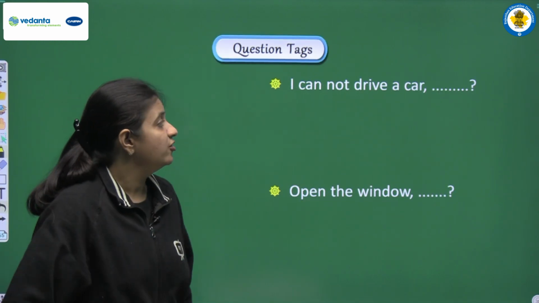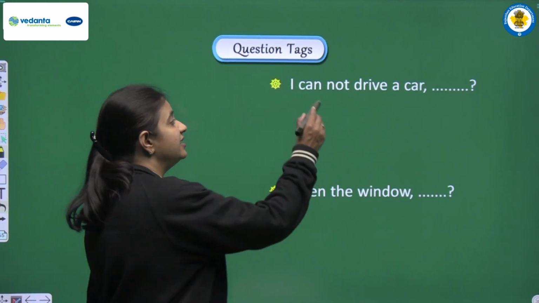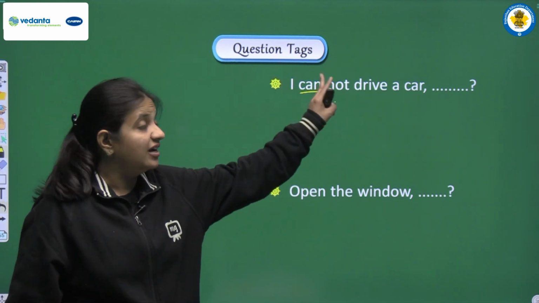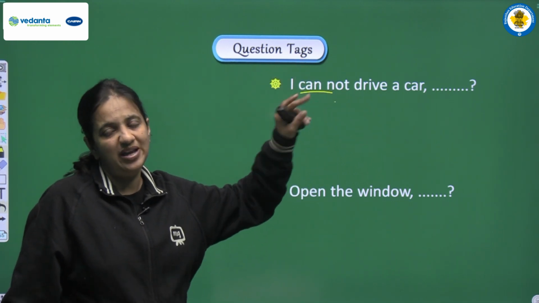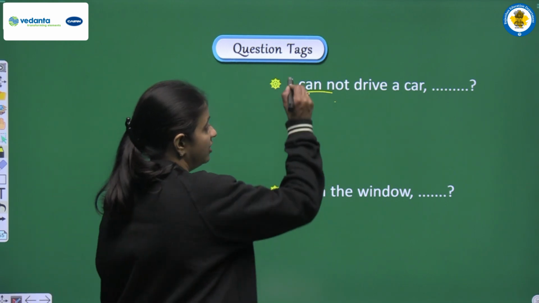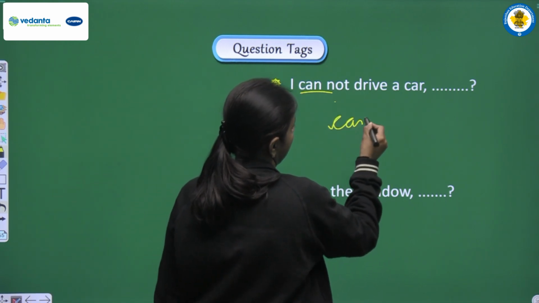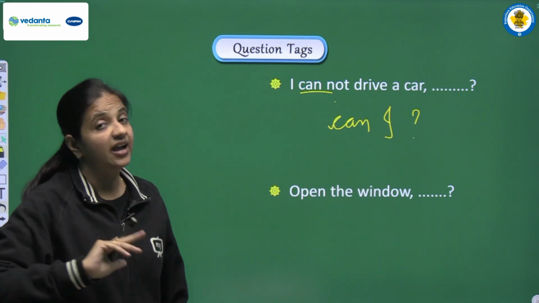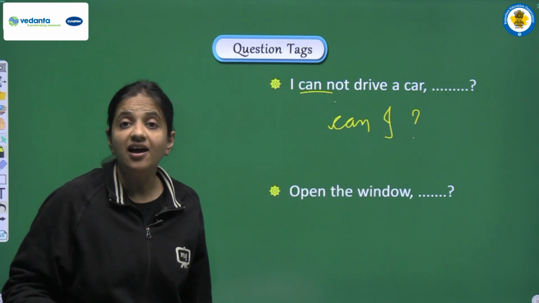Next, I cannot drive a car. In this sentence we have "can", which is the modal auxiliary, and we have a negative sentence, so we have to make a positive question tag. We will use the same modal auxiliary, can, and I. The complete sentence will be, I cannot drive a car, can I?